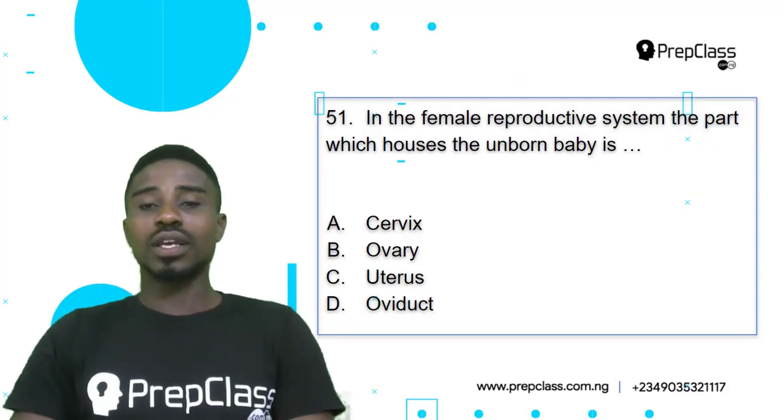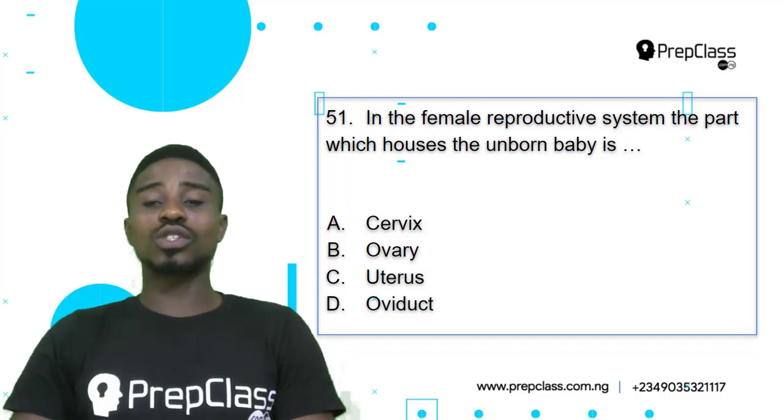Question 51. In the female reproductive system, the part which houses the unborn baby is: A. Cervix, B. Ovary, C. Uterus, D. Oviduct. For us to carefully select the correct answer, we need to analyze all of the options and see which one best answers our question.